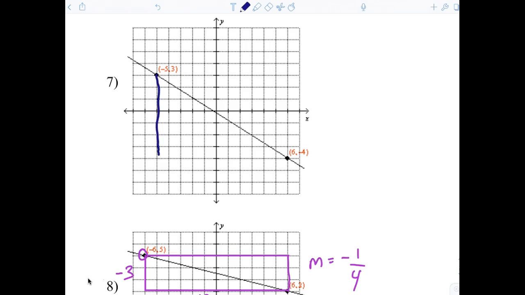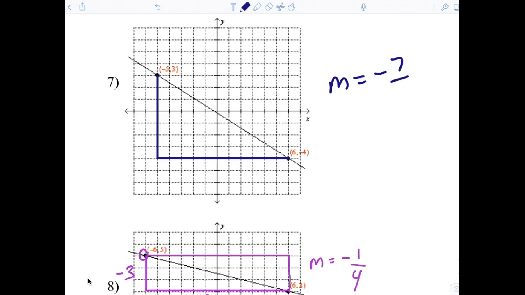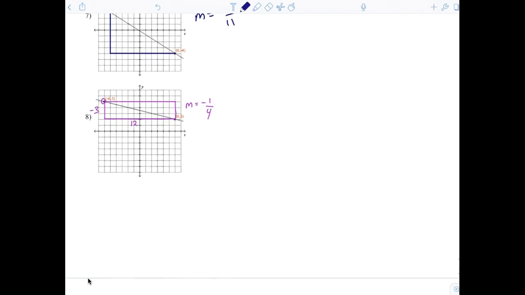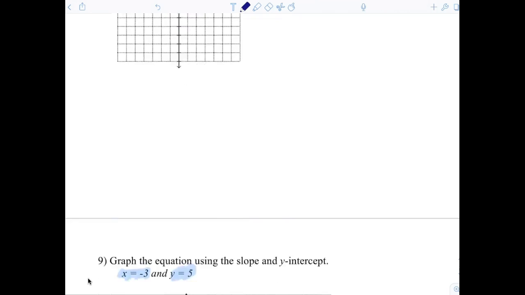Question number 7. I went down and then I went over. So somebody tell me m equals negative 7. Is that right? Everybody happy with that? Good. Again, I'm feeling pretty good about that. Number 8, it looks like I said it was -1/4.